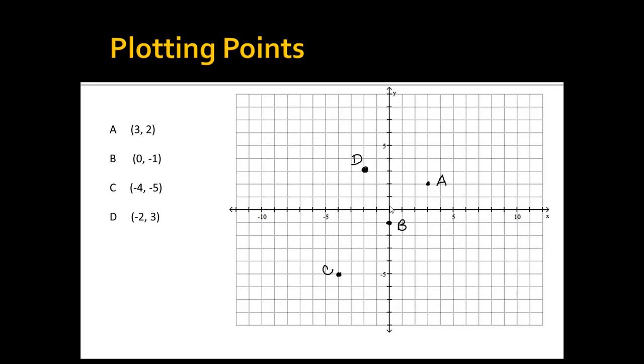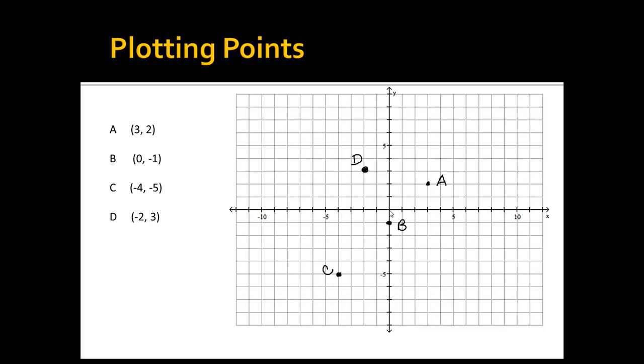Point B is a little different. You can see that point B lies on the y-axis, and the reason for that is because the x-coordinate is 0. So when we start at the origin and we think about whether to go left or right, we don't move left or right. The origin already has an x-coordinate of 0. So from there, we move down 1 unit to -1, and that's point B.